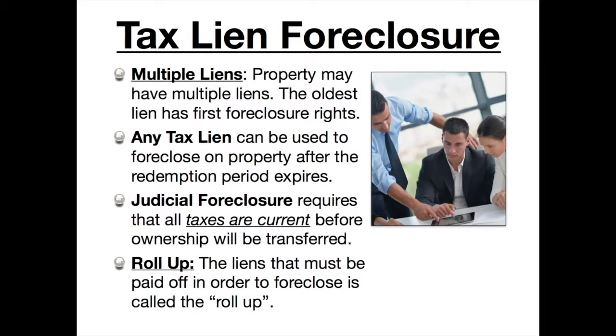I mentioned that any tax lien can be used to foreclose on a property, and that's because you can have multiple liens against the same property. So the question is, how do you know which one can be used to foreclose? The answer is all of them have that power to foreclose, but they're also all restricted by the redemption period. They have to wait out that redemption period. But if you have two different liens and the redemption period has expired on both of them, then it's just a matter of which one files for foreclosure first.